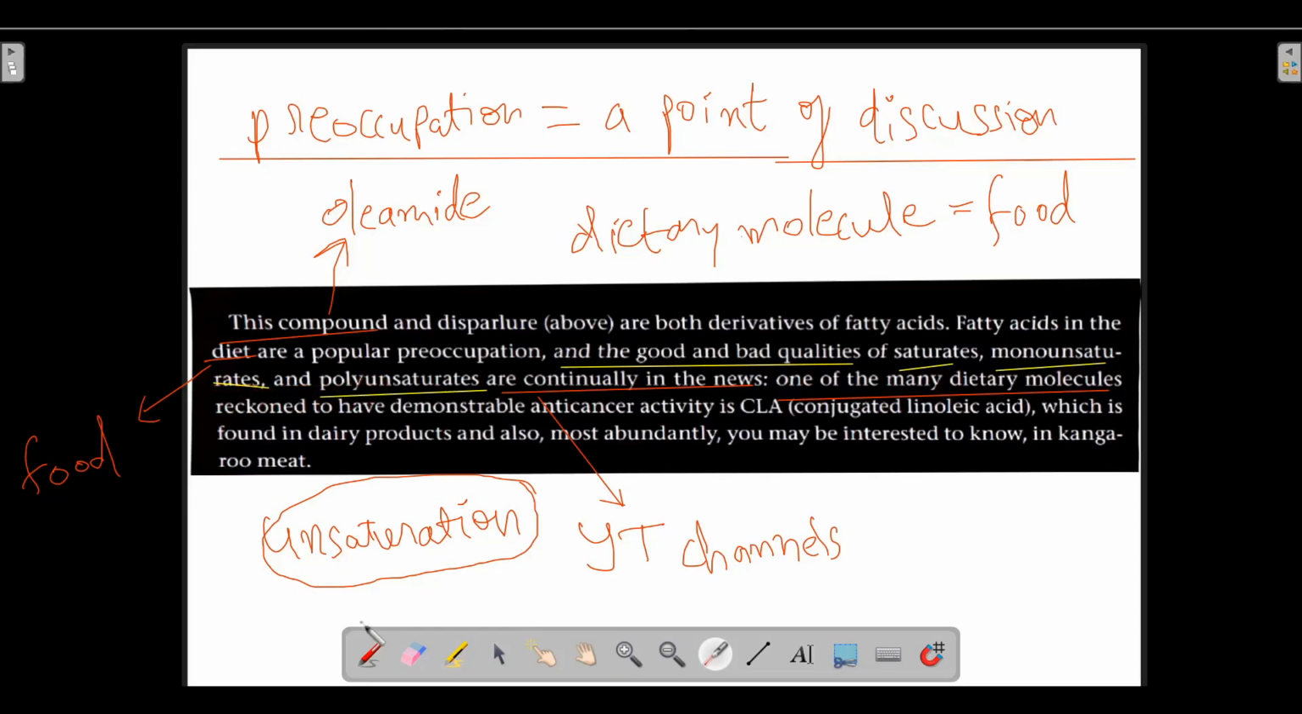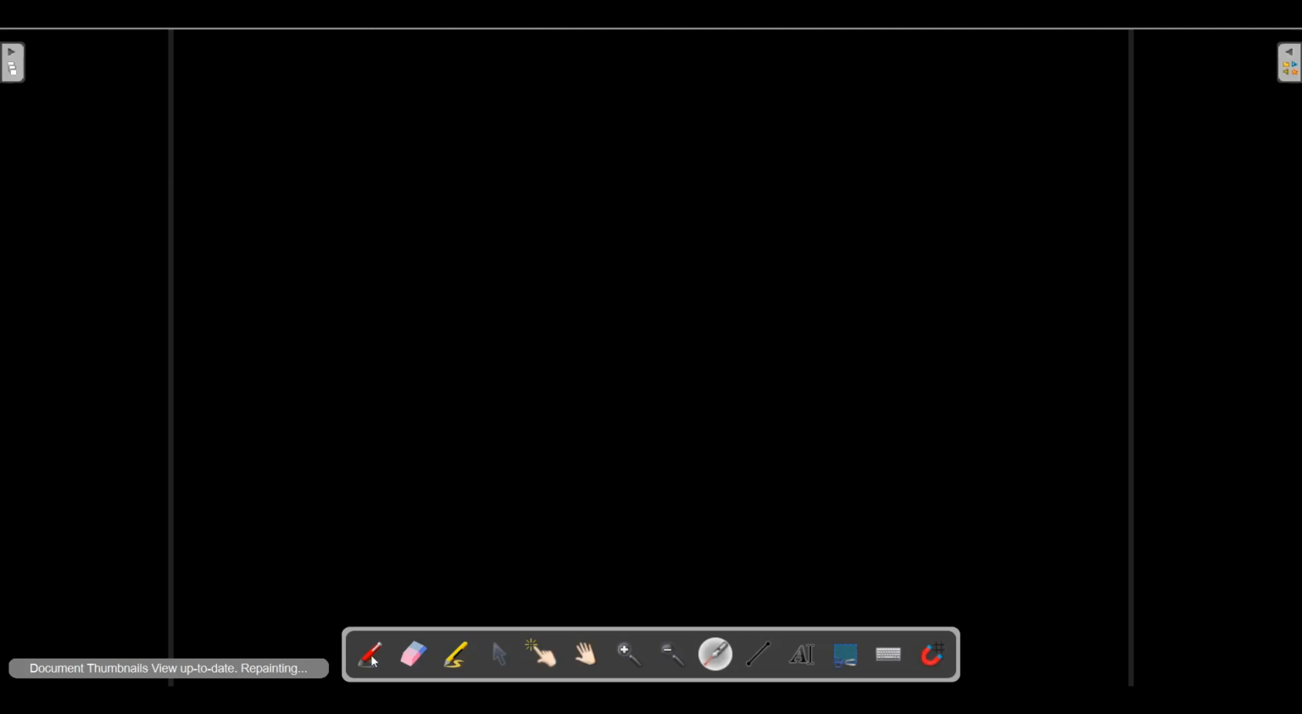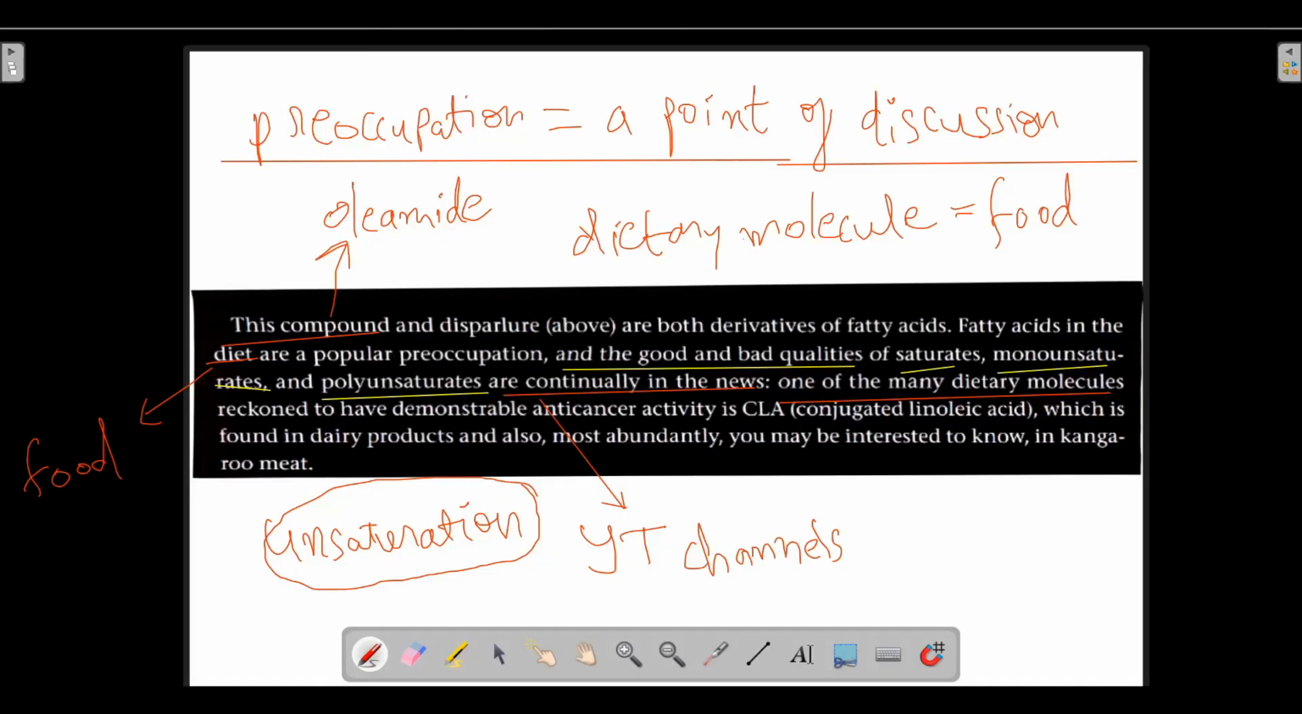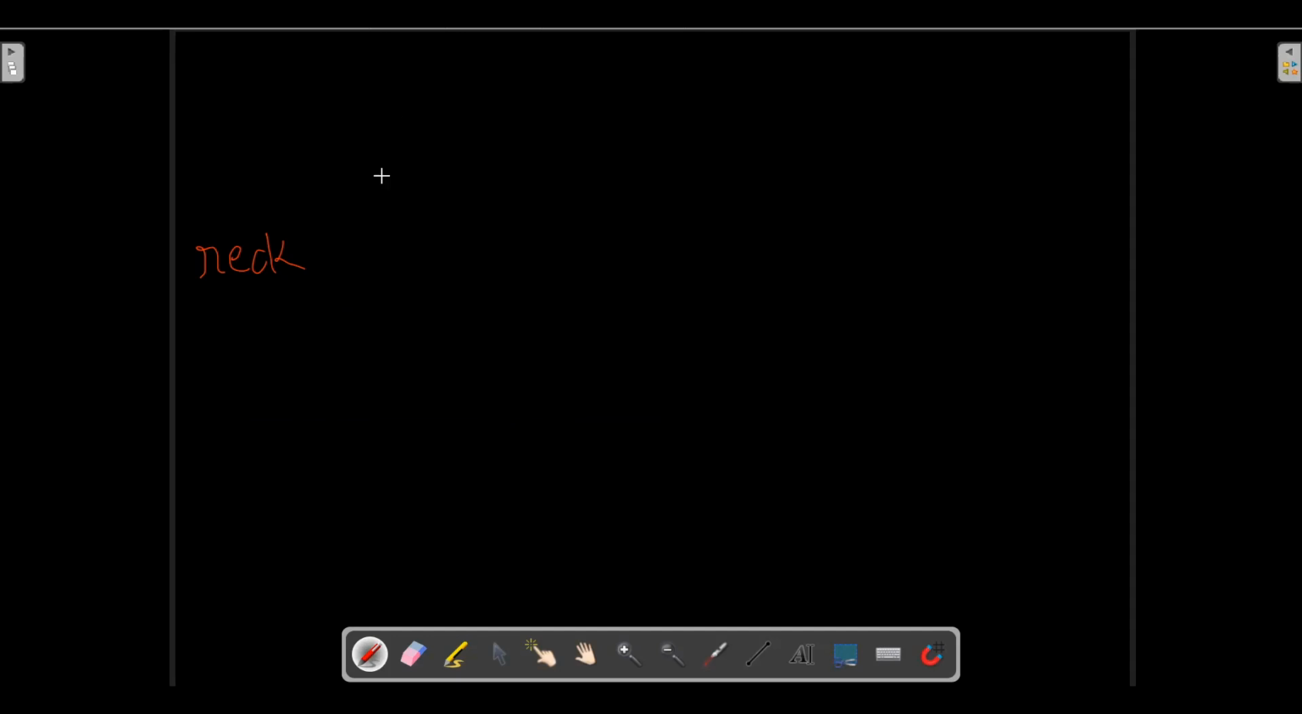What does it mean by the word reckoned? What is the spelling? R-E-C-K-O-N-E-D. Reckoned means to have an opinion about something.